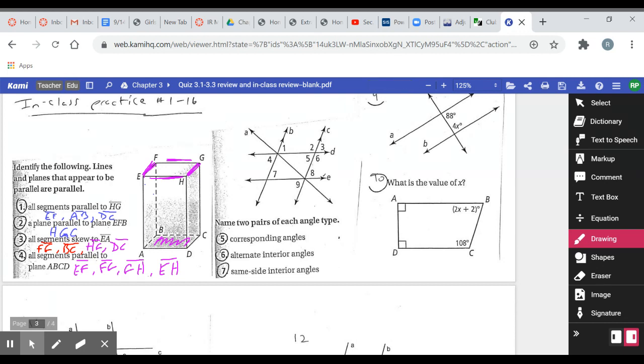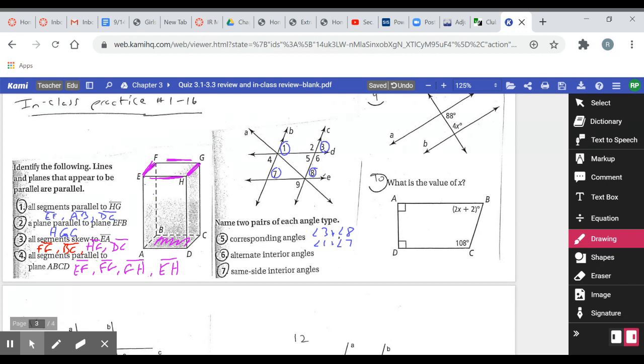One pair of corresponding angles would be like 3 and 8. And another pair of corresponding angles would be like 1 and 7. Again, they're in the same relative position, meaning in both of these cases, they're both to the right of their transversal and they're both above their respective 2 line.